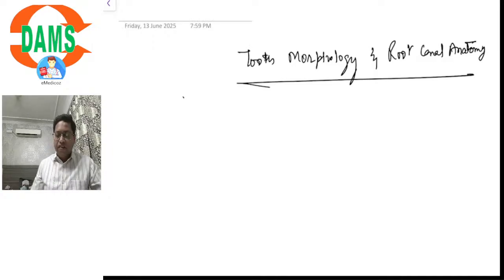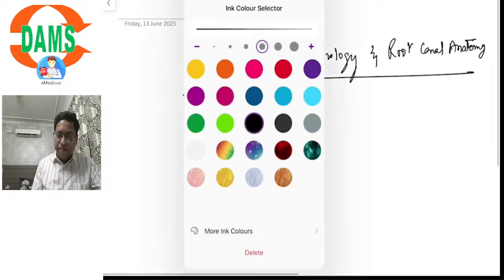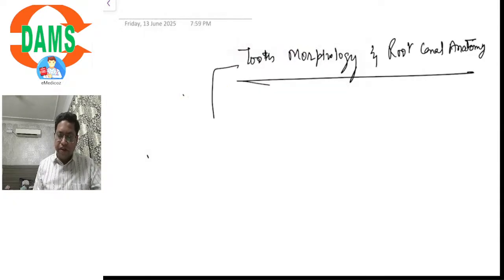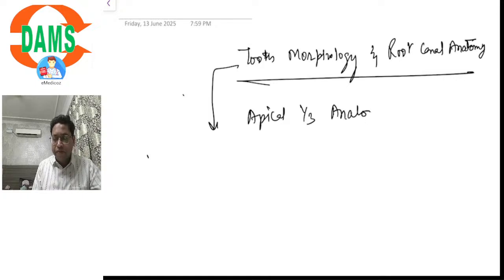So let us start. We'll talk about the tooth morphology first. Whenever we talk about the tooth morphology related to the subject of endodontics, we know that the apical one-third of the root is typically more important for the endodontic procedures. So we'll firstly discuss the apical one-third anatomy of the root.